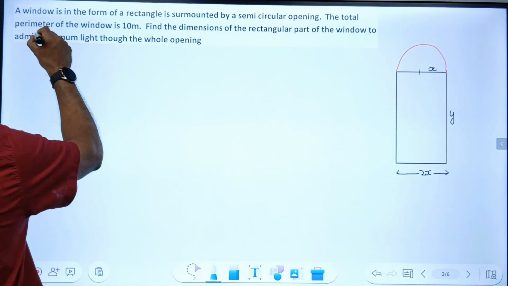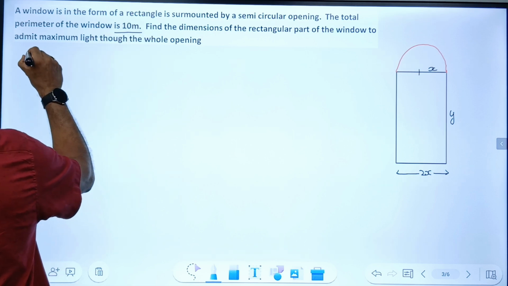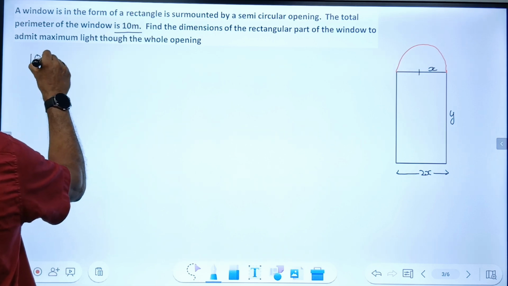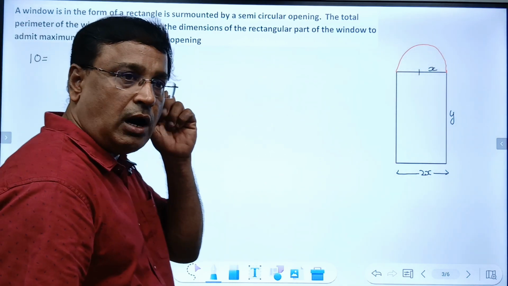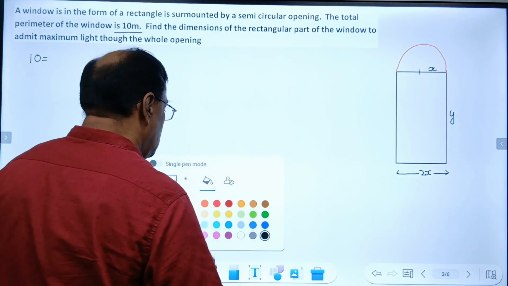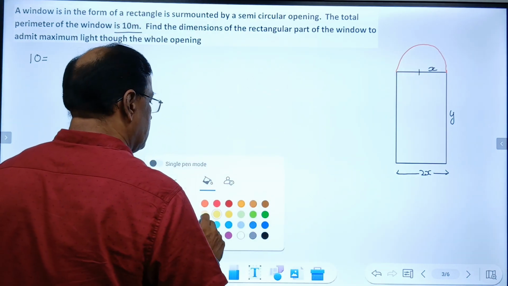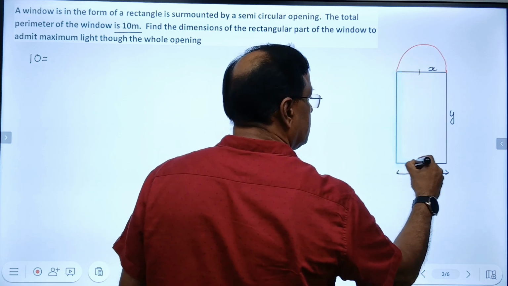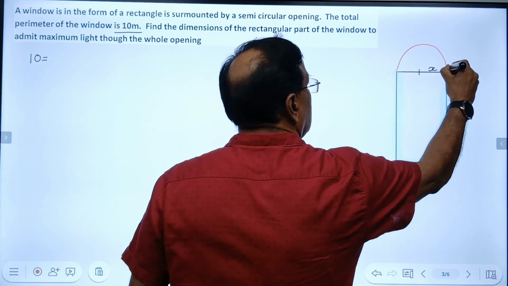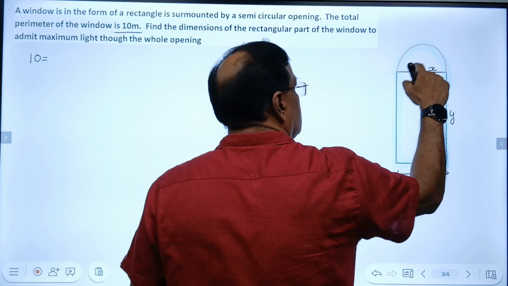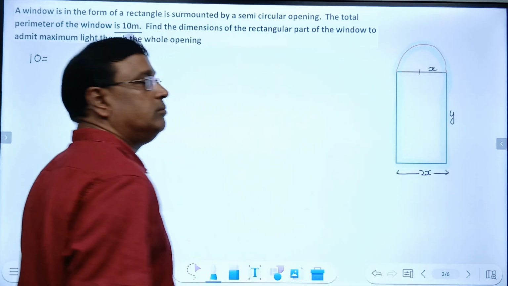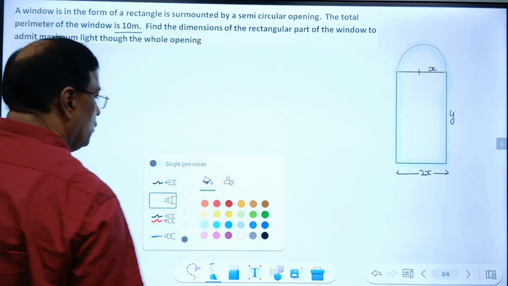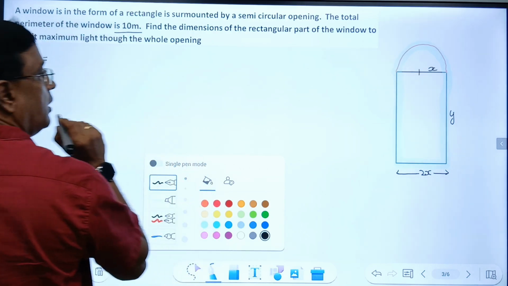Now what is given to you? The given quantity is perimeter. Perimeter is 10. What do you mean by perimeter? Perimeter means the outer boundary. So this is the outer boundary, and this portion should not be included. How do I go about that outer boundary?